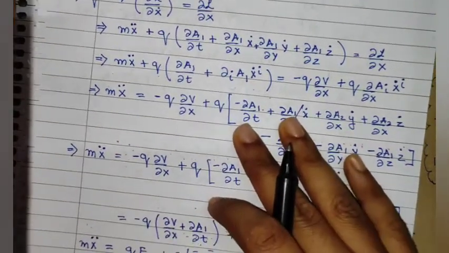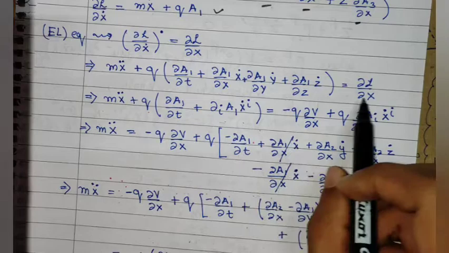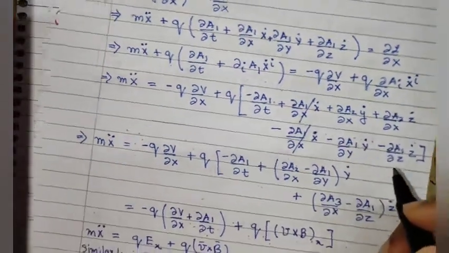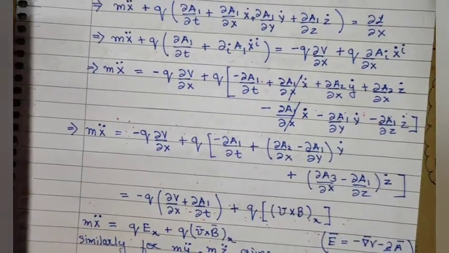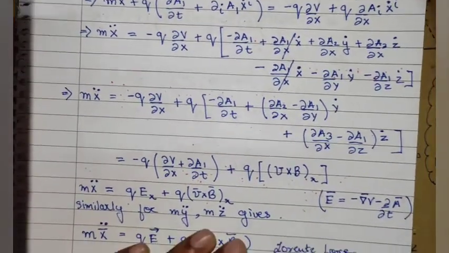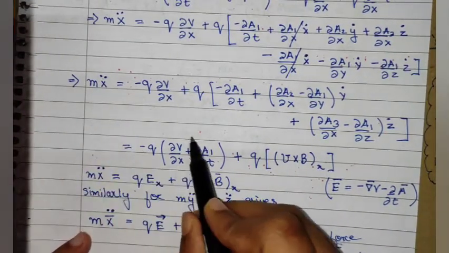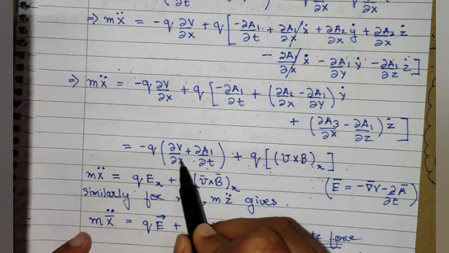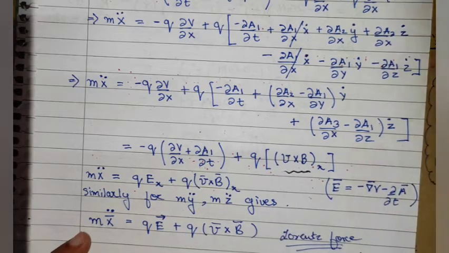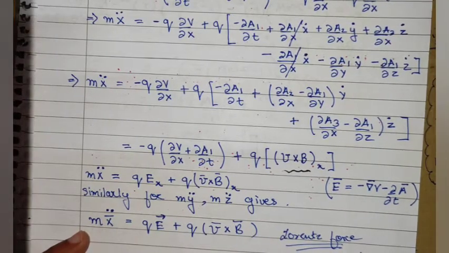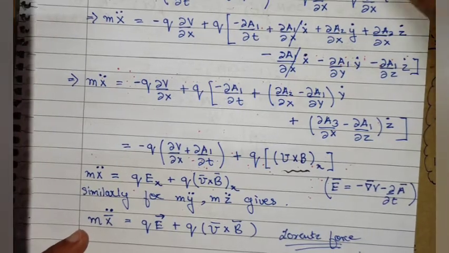Now after we substitute the values of these two, it is a matter of simplifying these equations, and you can go through the solution. This will finally lead to the second order derivative to be this part minus q times this, plus we have a v cross B x part. So v cross B is a vector, we take the x component of that vector.